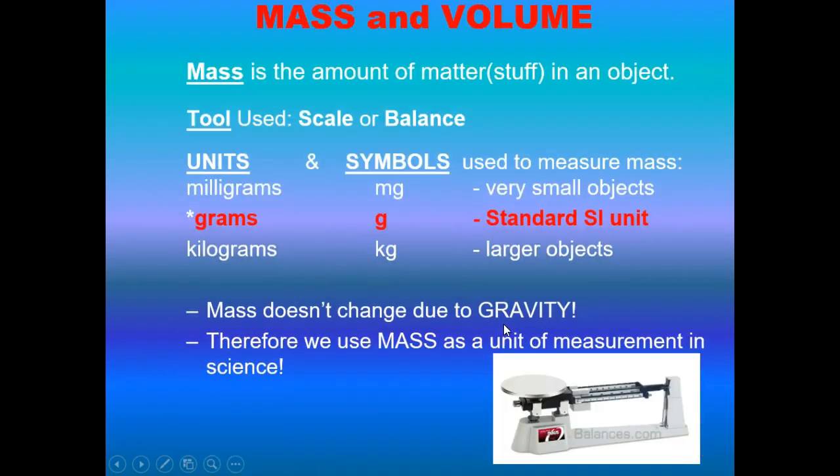Mass and volume. Mass is the amount of matter or stuff in an object. Please write that down. The tool that we're going to use to measure mass is either a scale or a balance. We either have digital scales or we have the balances. The units that we usually use in chemistry are grams and kilograms, and grams is in red because it's the standard unit. Mass doesn't change due to gravity, so no matter where you're at, you're going to have the same mass. So you're going to use either a scale or a balance. Hint, hint on the test.